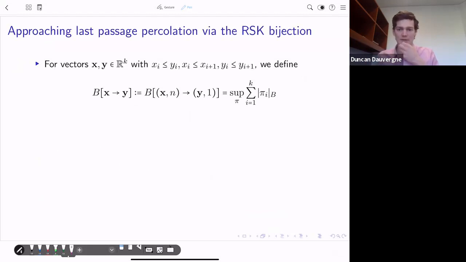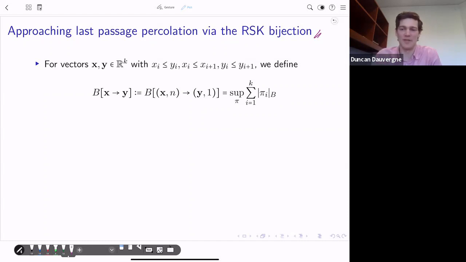So how are we going to try and understand this Airy sheet? Well, the starting point, which is in some sense the root of how many interesting results in last passage percolation are proven, is that we're going to go back to some integrable combinatorial structure, which is this RSK bijection.